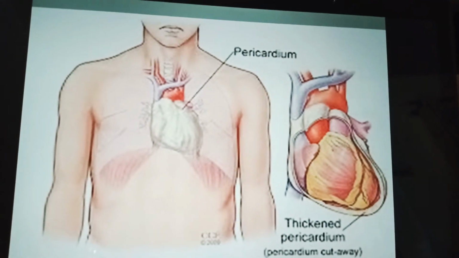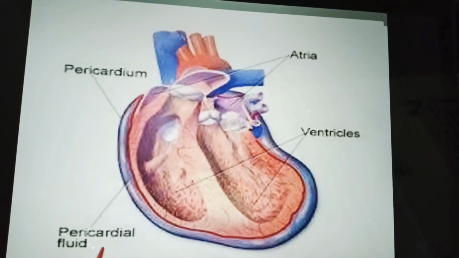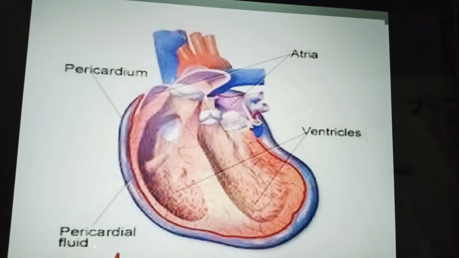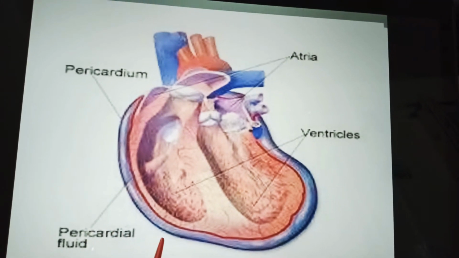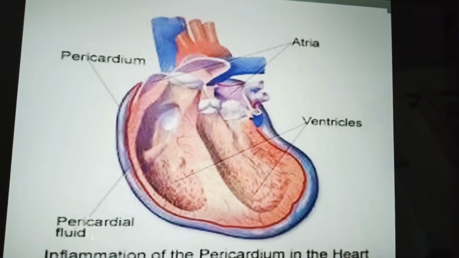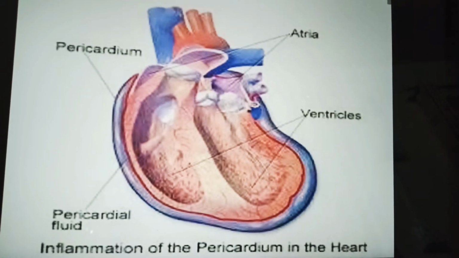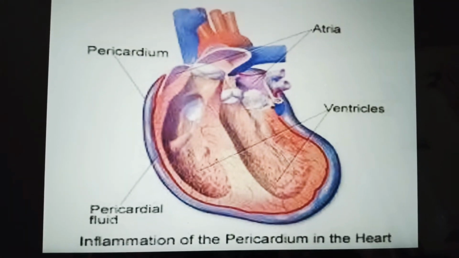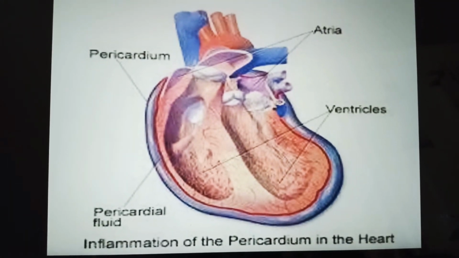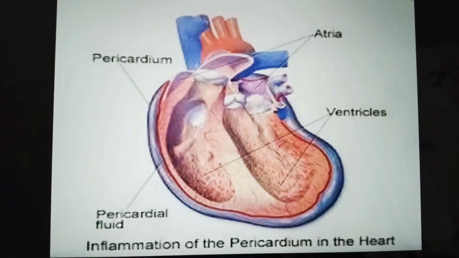There is a fluid that is known as pericardial fluid between this pericardium and the heart walls. It reduces the friction between the pericardium and the heart during contractions. The human heart consists of 4 chambers, like the heart of birds and other mammals.